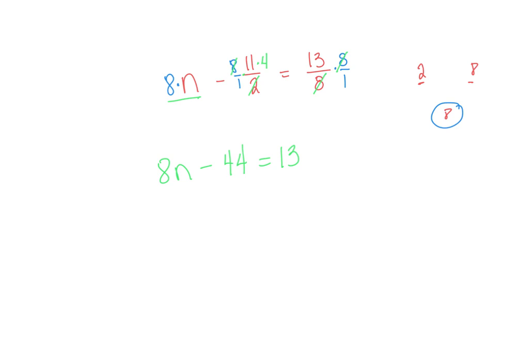And then we can just solve it by moving the number over, add 44 to both sides. That cancels out here. We're left with just 8n. Over here we have 57, and then we can divide both sides by that 8, and we have n equals 57 over 8, which is exactly what we found on the other way of doing it. So the two ways are you can just add the fraction over, find a common denominator, and solve, or you can multiply everything by the common denominator and then solve like a normal equation.